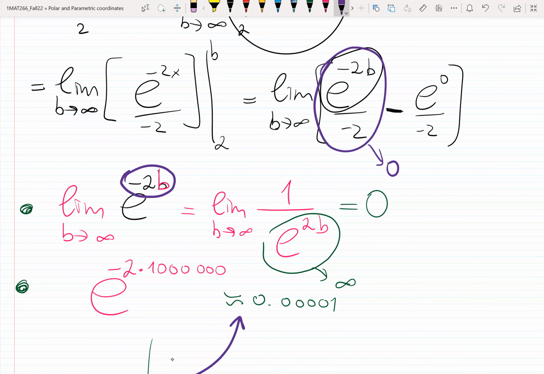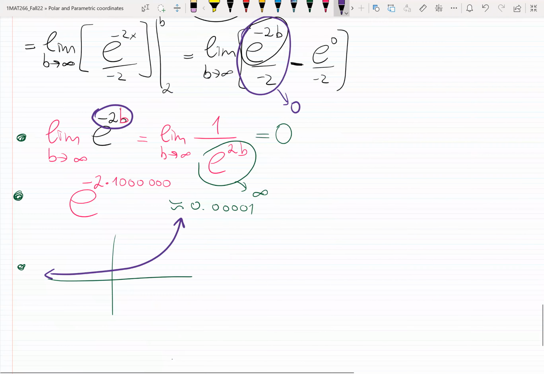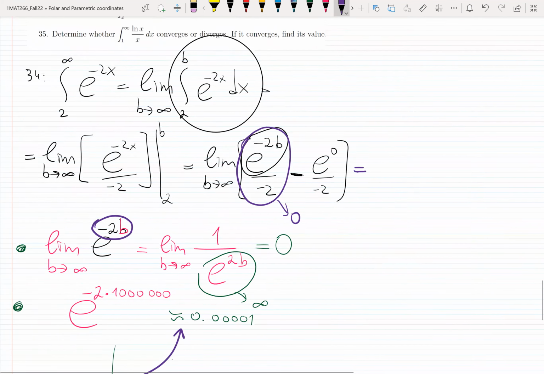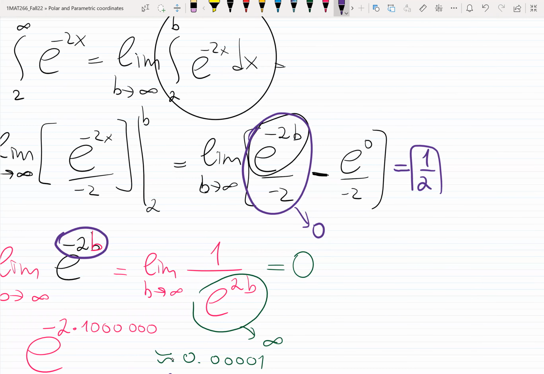So now the second number matters. This integral converges. And it is called a convergent integral. And it converges to plus 1/2. Converges to 1/2. Good? Good.